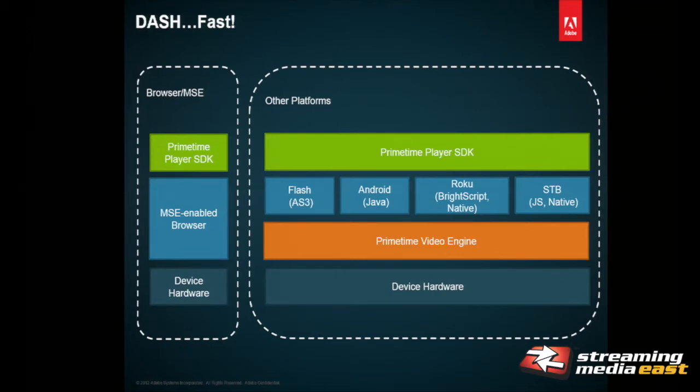We have one that is a portable video engine that runs on a number of different devices. This stack will run in Flash. This stack runs on Android. This stack will run on a Roku device, either running native applications or with a shim that allows you to write BrightScript. And we also run on a number of different set-top boxes and connected television platforms. So we have a really big footprint with that video engine. And what that means is that we can take our Dash implementation and reach all of those endpoints.